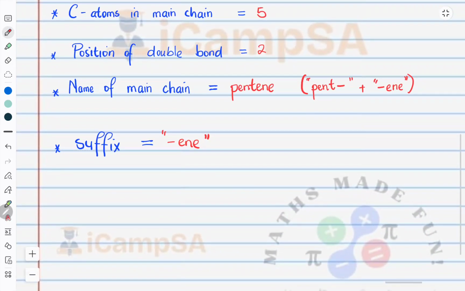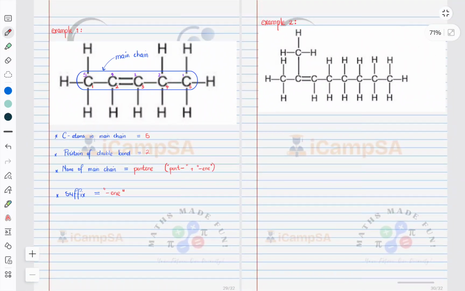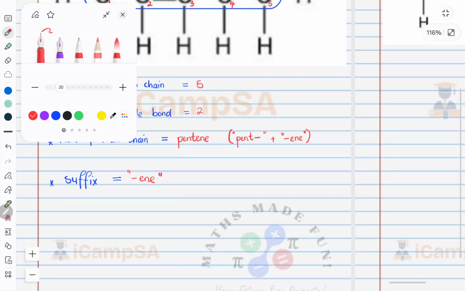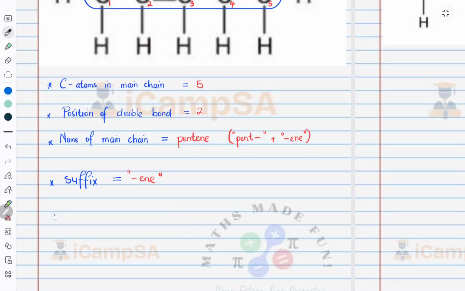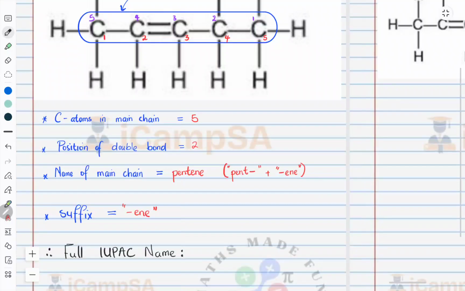Now we can write the full name. Luckily in this case there's no alkyl group, so our full name would be, let's check.